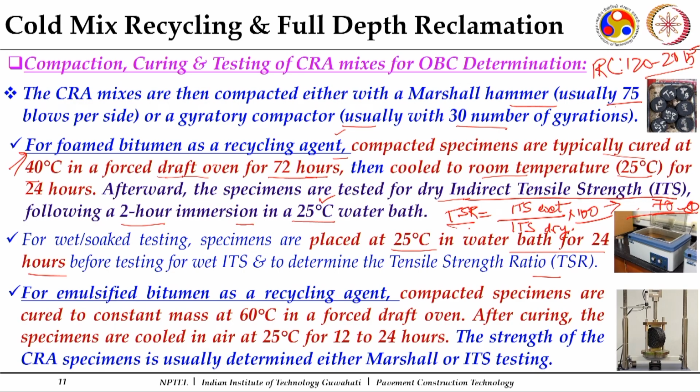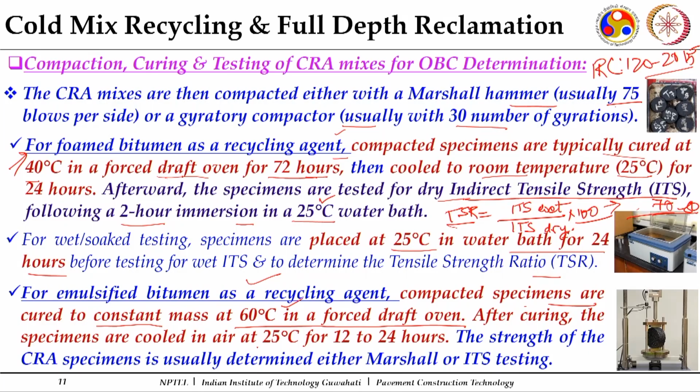and thereafter we get the tensile strength ratio. When it is the emulsified bitumen specifically, the specimens are first cured to a constant mass at 60 degree centigrade in the forced draft oven. So, this is to be ensured. These are some of the typical recommended conditions, and after curing the specimens are cooled again to ambient temperature of 25 degree centigrade, and then the strength of these specimens can be measured either in terms of Marshall stability or ITS testing.